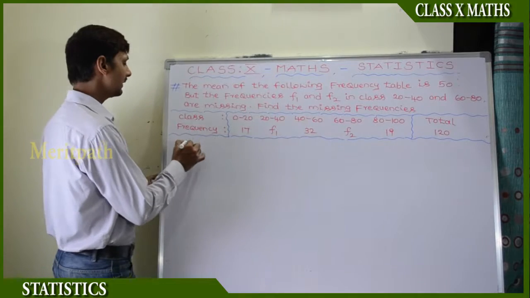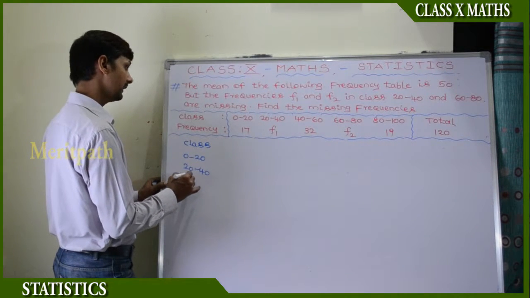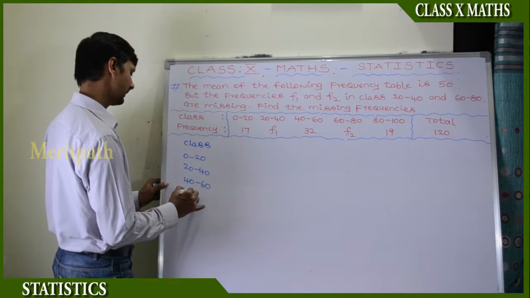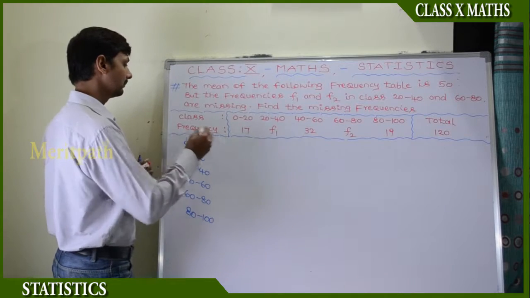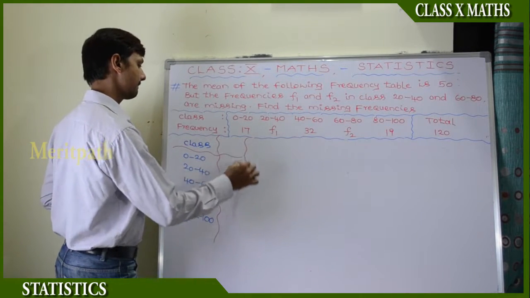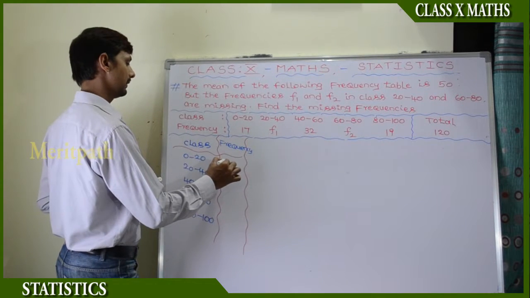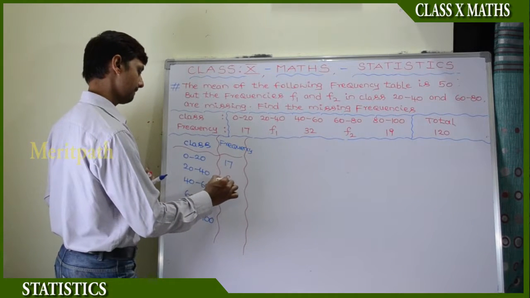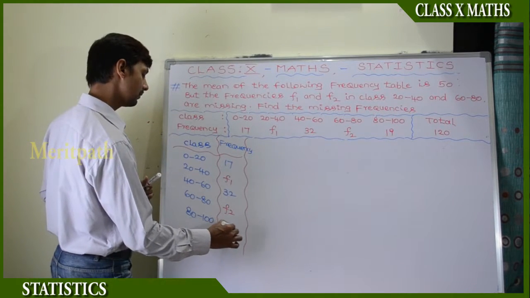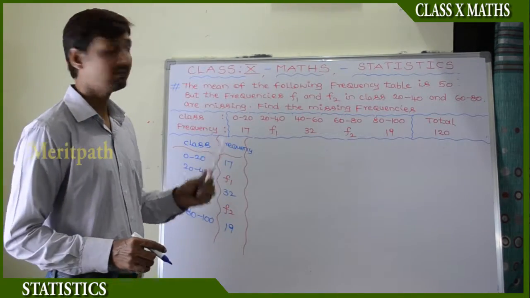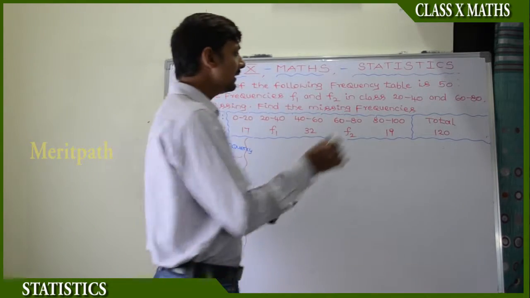So let's recall. The classes are 0 to 20, 20 to 40, 40 to 60, 60 to 80, 80 to 100. These are the classes we have. And then the frequencies are 17, f1, 32, f2 and 19. Here we need to find the missing frequencies f1 and f2, so we need to use the mean value.